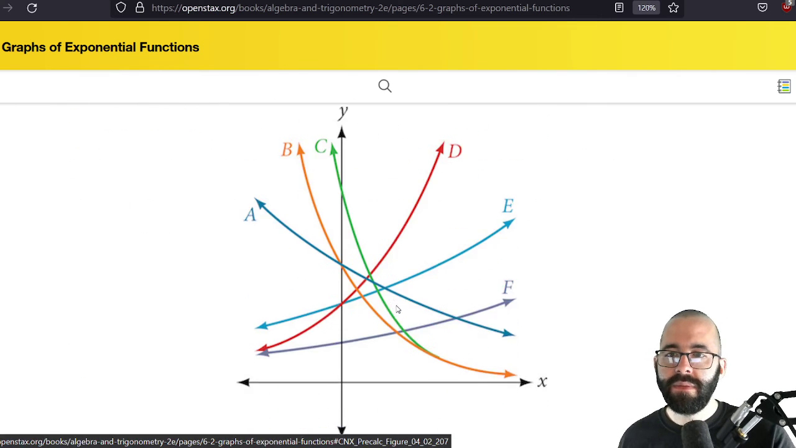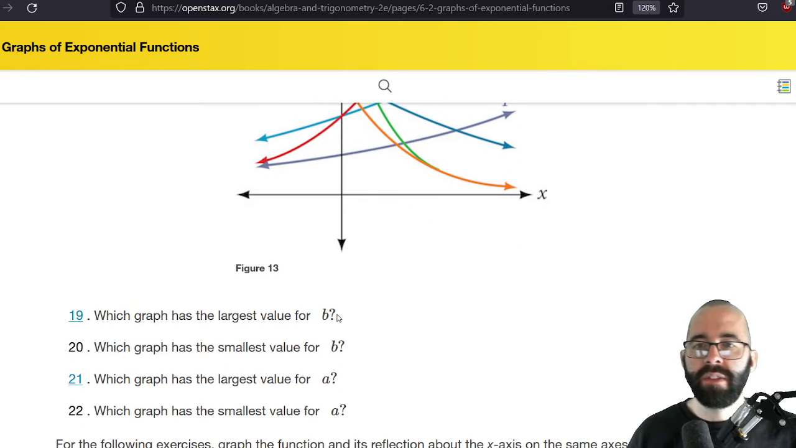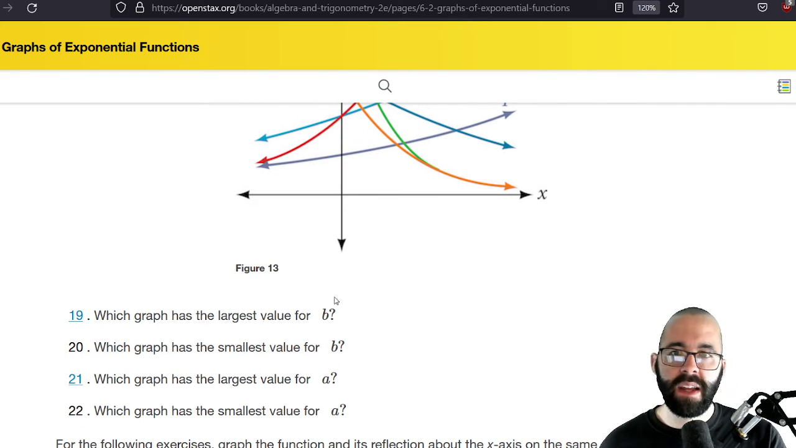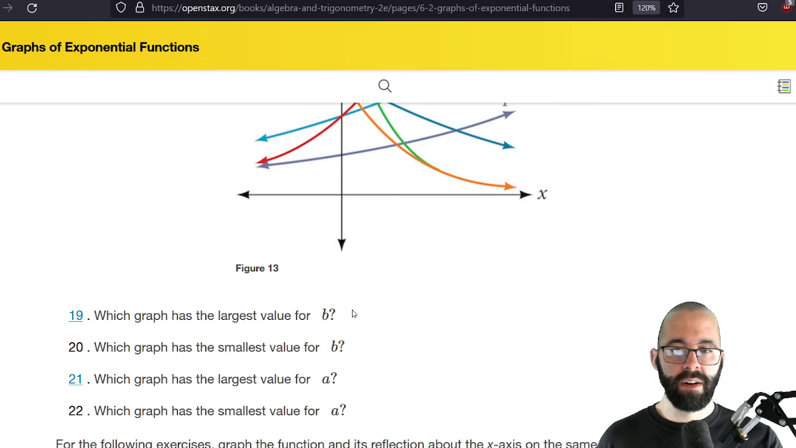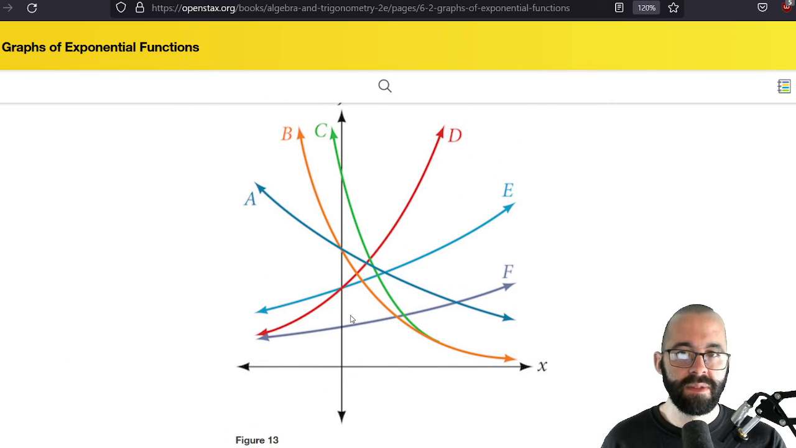All right. Similarly over here, this is doing basically the same thing that we did in the last example. Compare growth rates, compare starting values or y-intercepts. For example, C has the biggest y-intercept, so it has the biggest a value, and so on.